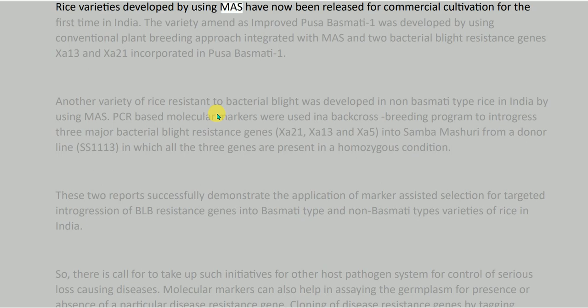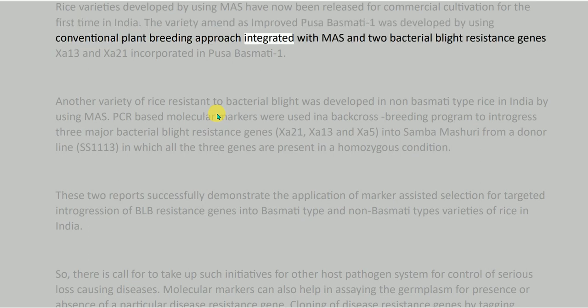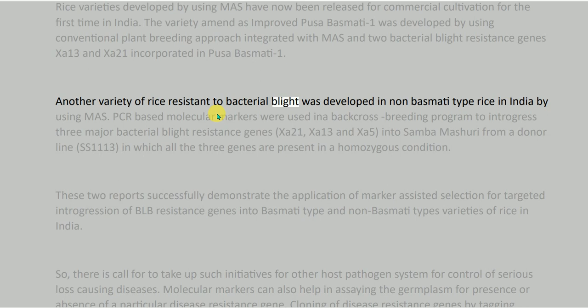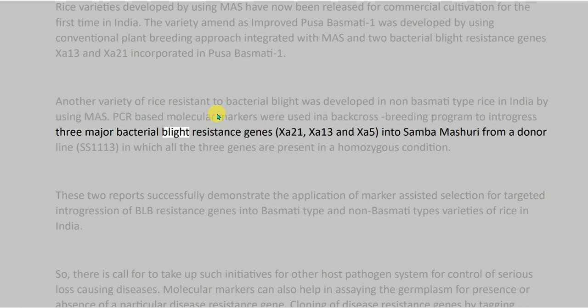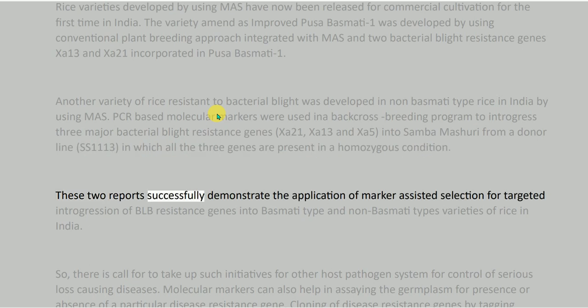The variety Improved Pusa Basmati 1 was developed by using conventional plant breeding approach integrated with MAS and two bacterial blight resistance genes XA13 and XA21 incorporated in Pusa Basmati 1. Another variety of rice resistant to bacterial blight was developed in non-basmati type rice in India by using MAS. PCR-based molecular markers were used in a backcross breeding program to introgress three major bacterial blight resistance genes, XA21, XA13 and XA5, into Samba Mahsuri from a donor line, SS1113, in which all the three genes are present in a homozygous condition. These two reports successfully demonstrate the application of marker-assisted selection for targeted introgression of BLB resistance genes into basmati type and non-basmati type varieties of rice in India.